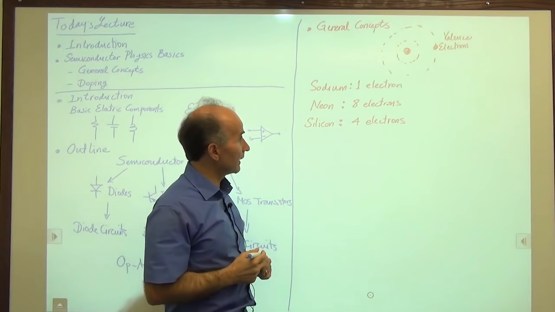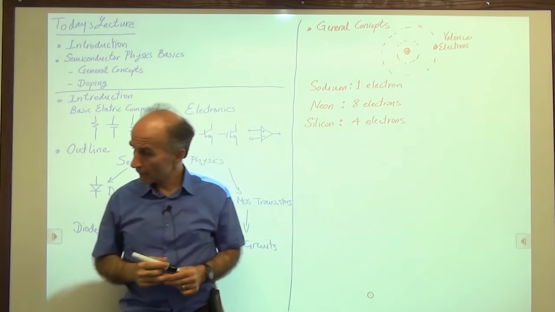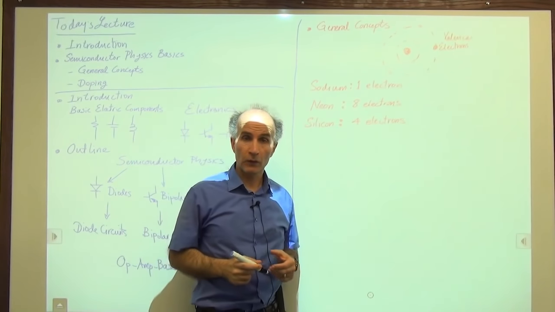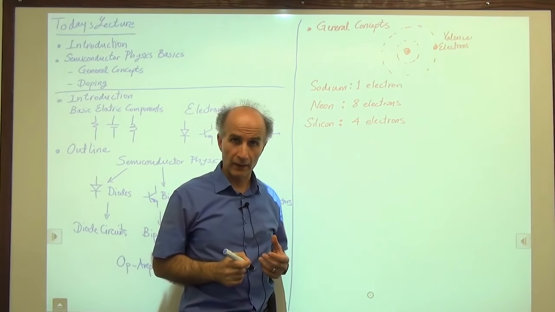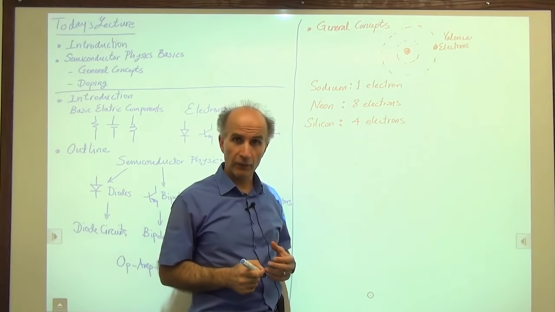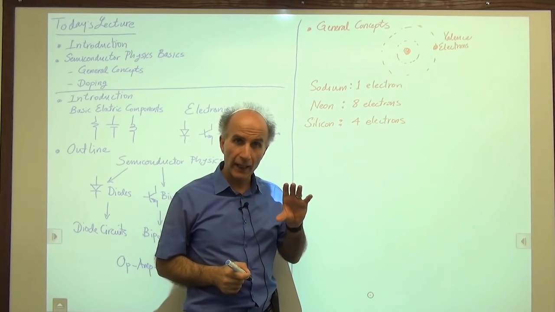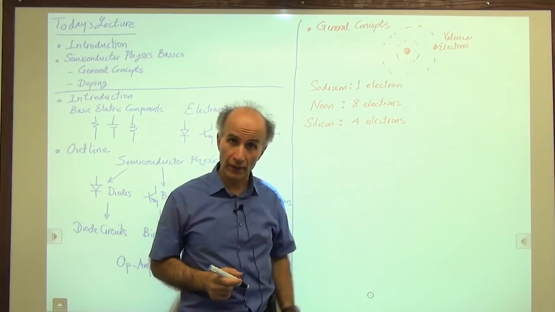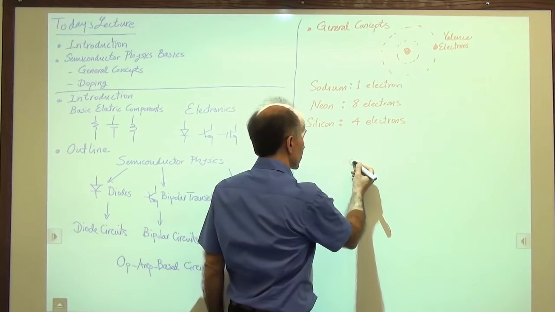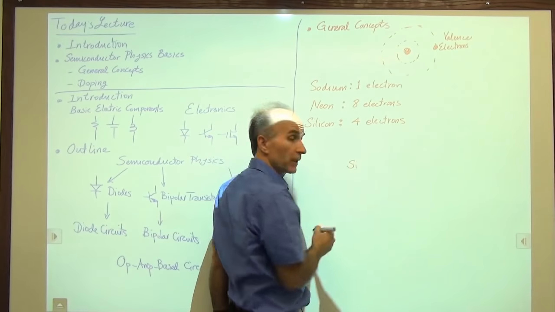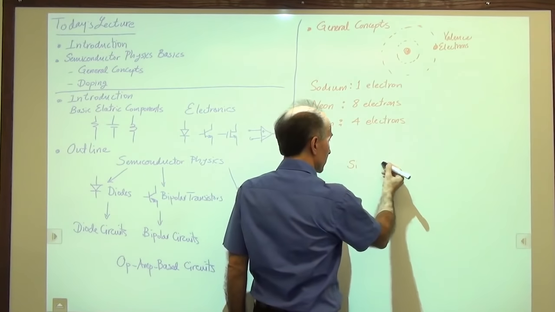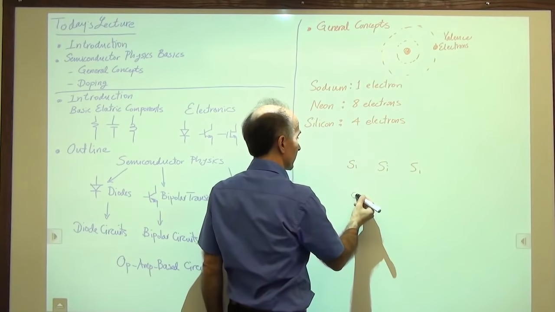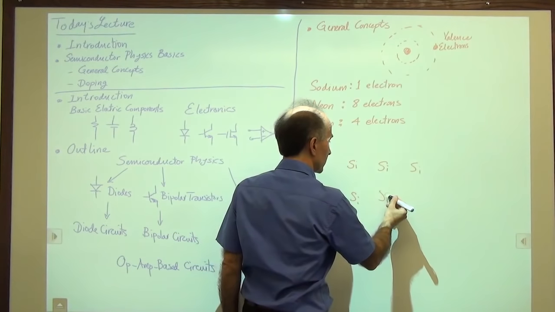All right, so that's the silicon atom. And let's try to build what we call a crystal of silicon. A crystal of silicon is a very regular array of silicon atoms placed very neatly next to each other. So here's how it goes. We have the silicon atom here, another silicon atom here, another one here, and so on. So we have another one here, etc.